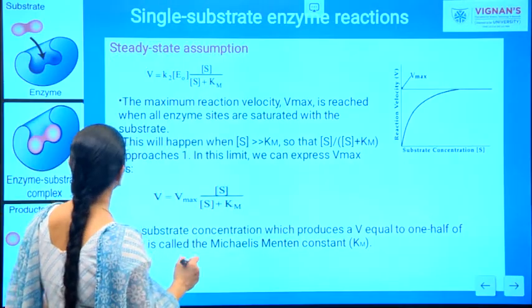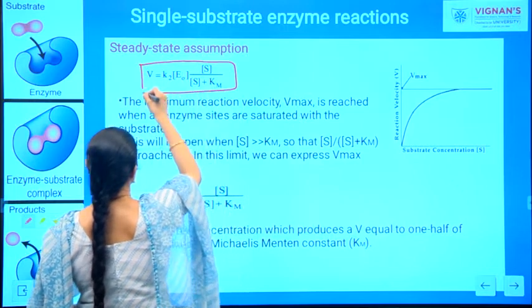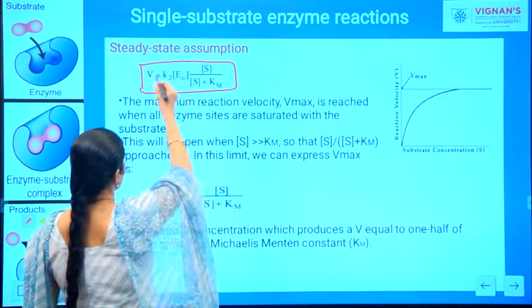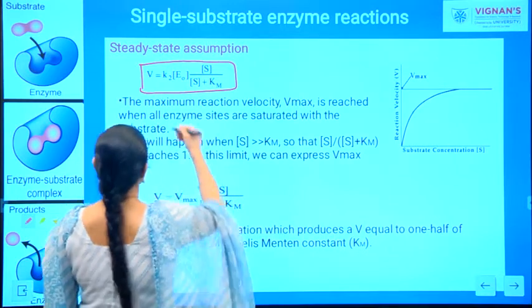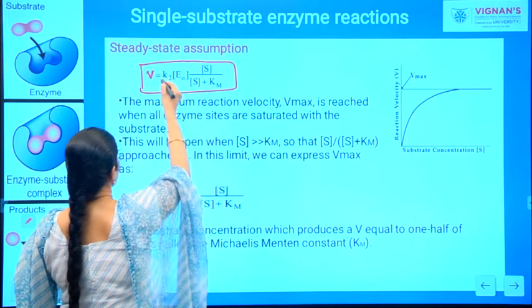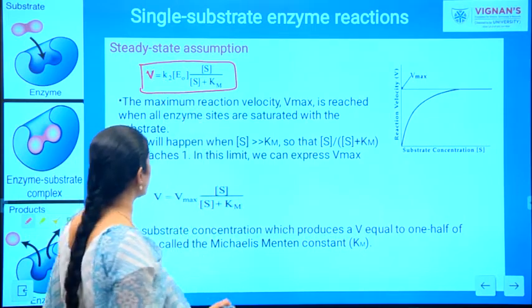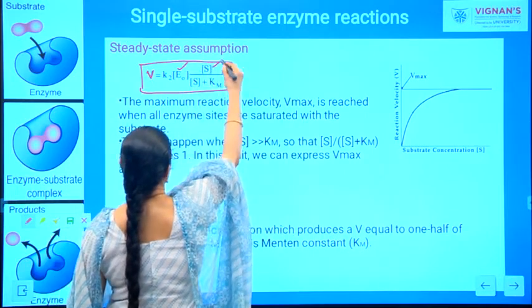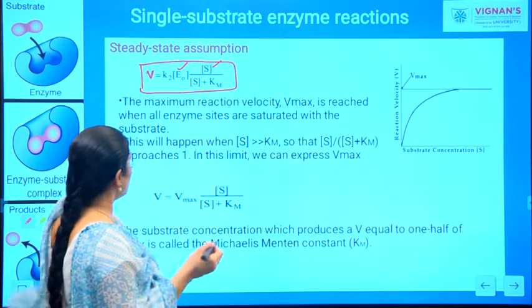Now as you pretty well know, the rate of reaction is equal to K2 into ES. So substitute that particular value that you have got here. Now the equation is V is equal to K2 into the concentration of total enzyme, the concentration of substrate divided by concentration of substrate plus Km.